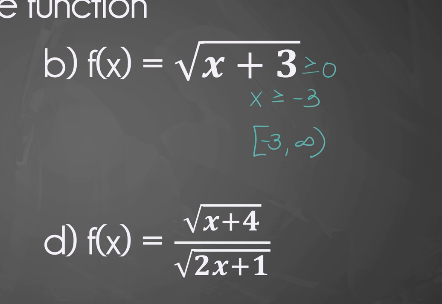Infinity always gets a parentheses, because it's not a number you can define, right? Like you can't give me infinity dollars. I would love if you could try, but you cannot. So it's not a number that you can actually define. It always gets parentheses, negative and positive infinity.